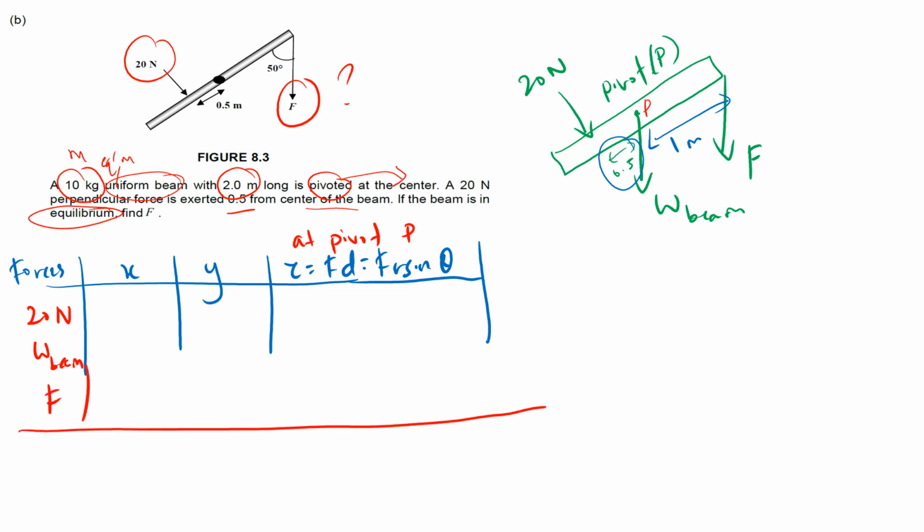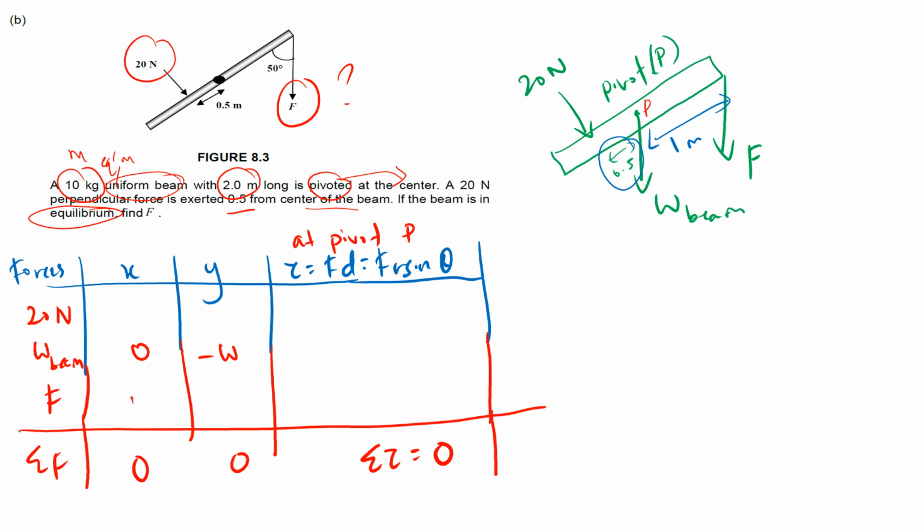Then they mention the word equilibrium. So the summation of F will be 0, 0. The summation of torque will equal 0. So this is the thing we need to know. For X, we need to be careful. Looking here, W bin has no problem, it is just negative W bin. F also has no problem, negative F, it goes downward.